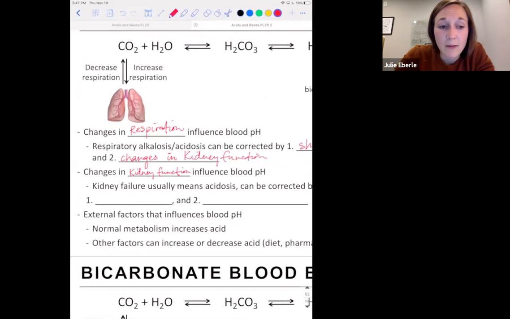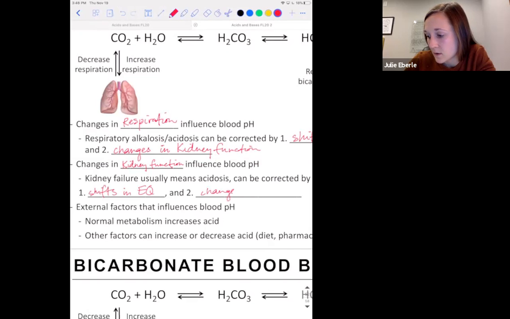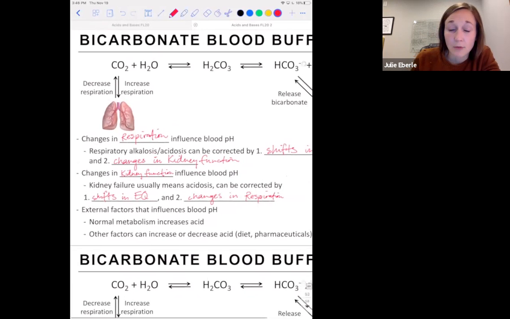Anybody know somebody, have a family member, or just know someone who's experienced some kidney failure? I have a family member currently who's maybe close to 60% kidney failure, so hopefully she'll get some medical help. But this can be corrected by, again, shifts in equilibrium and changes in respiration. So we're going to look at how equilibrium shifts based on our kidneys and our breathing.